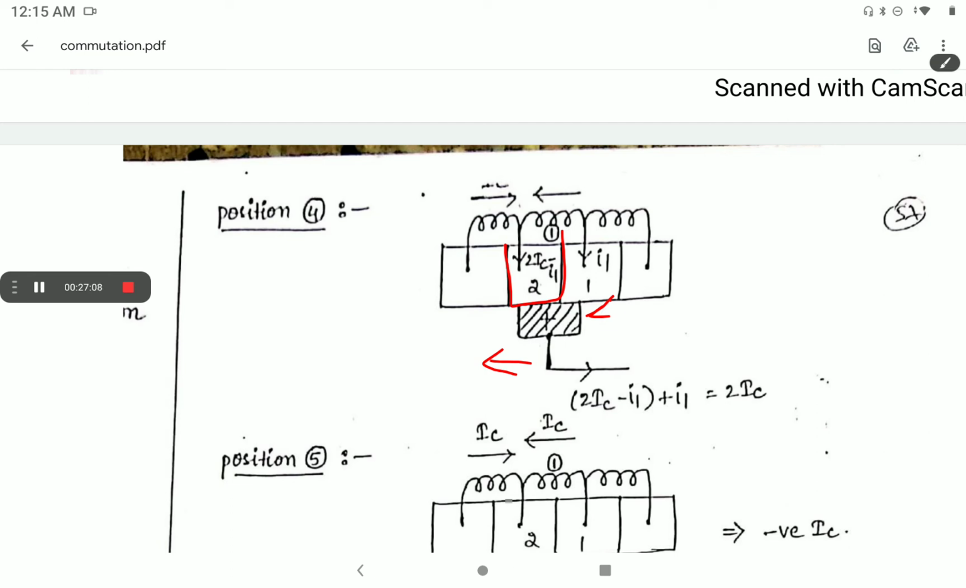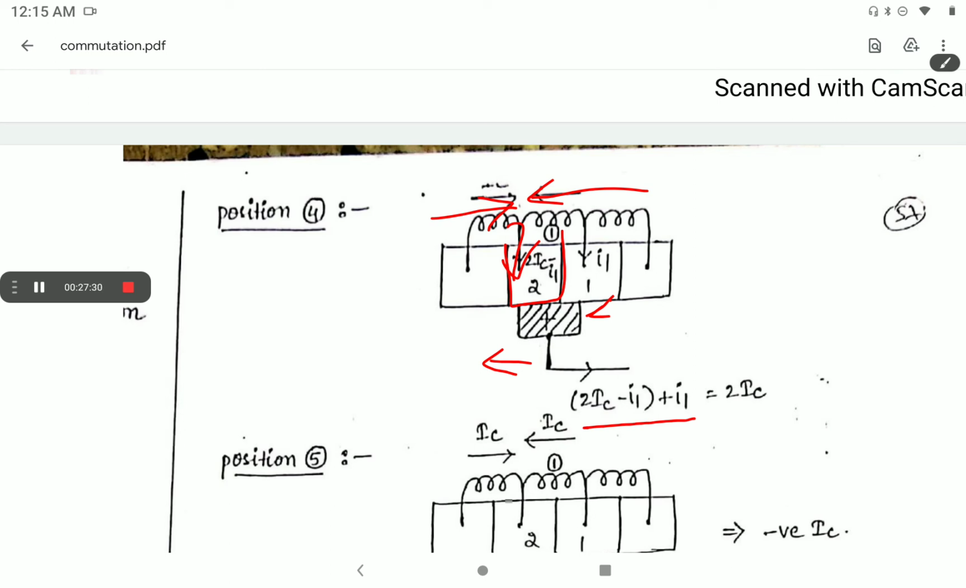Okay, so now the current coming from here in this direction and the current coming from here, both are going here, which is 2 IC minus I1. 2 IC minus I1, plus I1 is 2 IC. So then also the output is 2 IC. Okay.